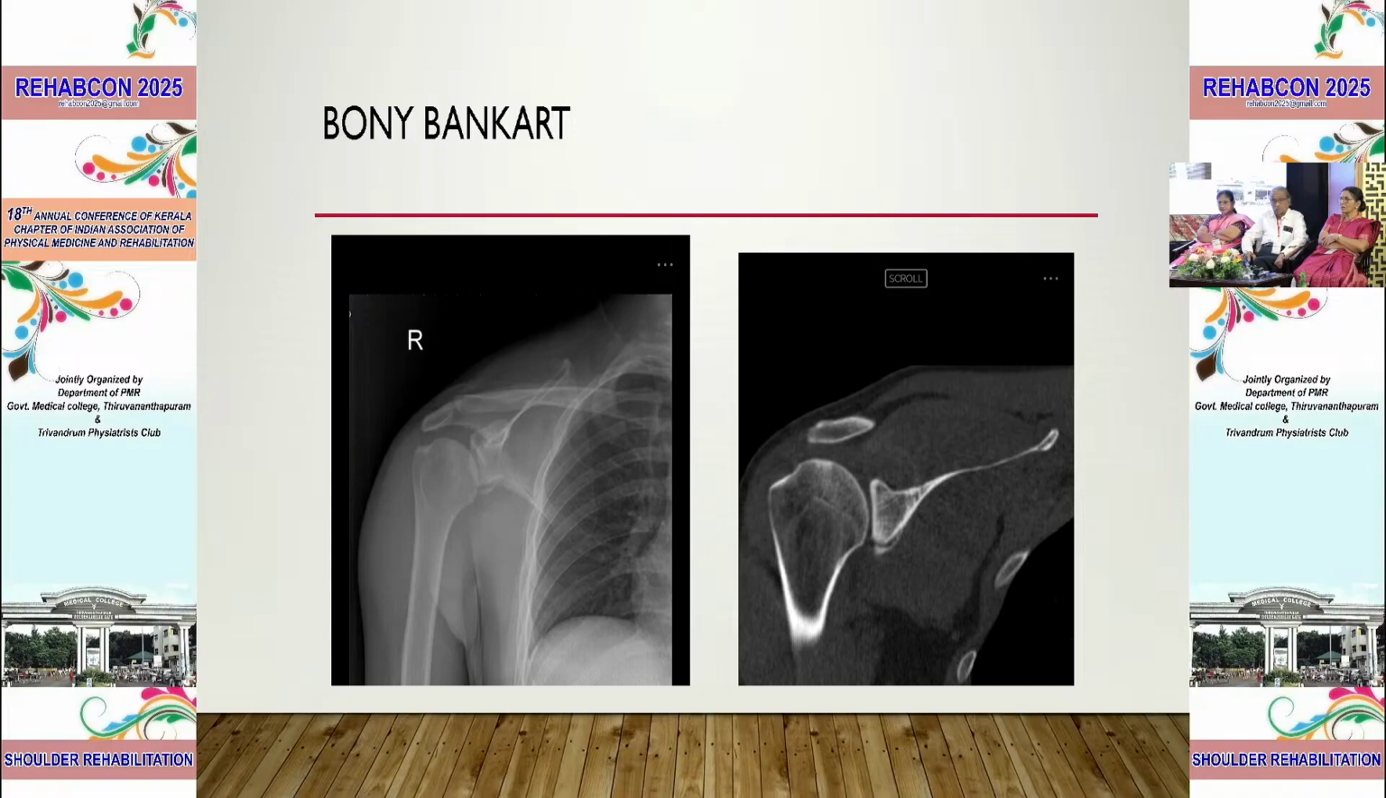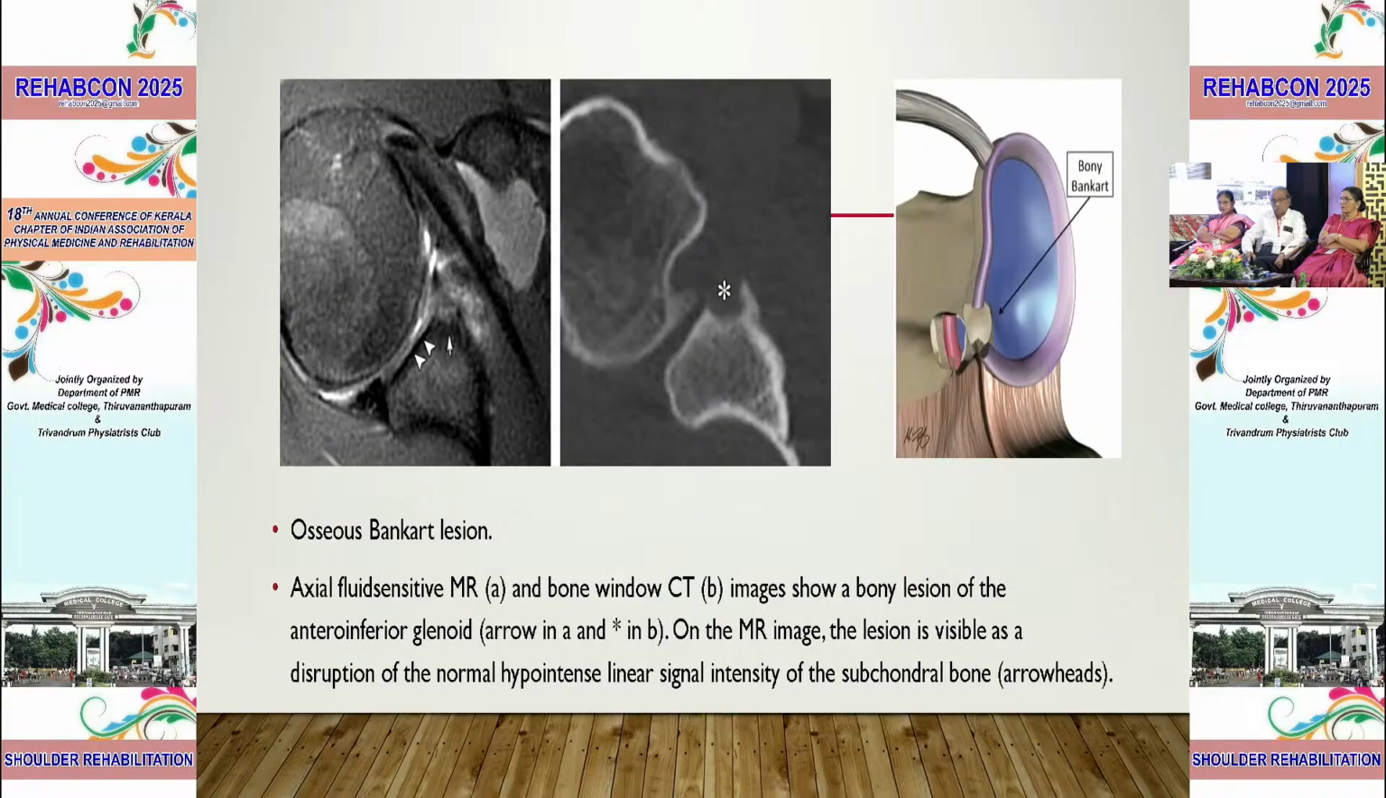You can see a defect-like thing. You can see that in the coronal reconstruction of CT. And in MR, on fluid sensitive MR, you can demonstrate that abnormality at the level of the glenoid, and most important is the anatomy. This you should always keep in mind: the glenoid labrum and the bony Bankart lesion.